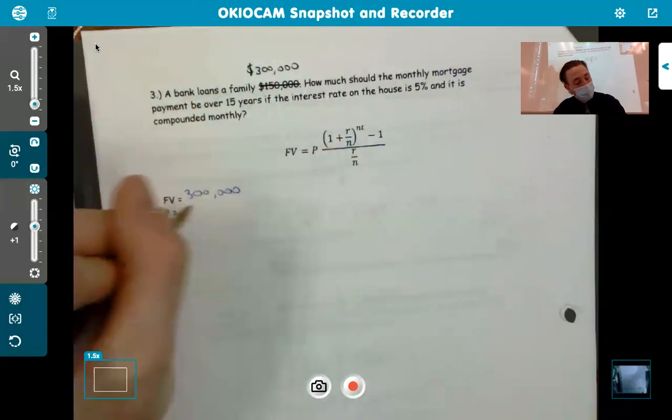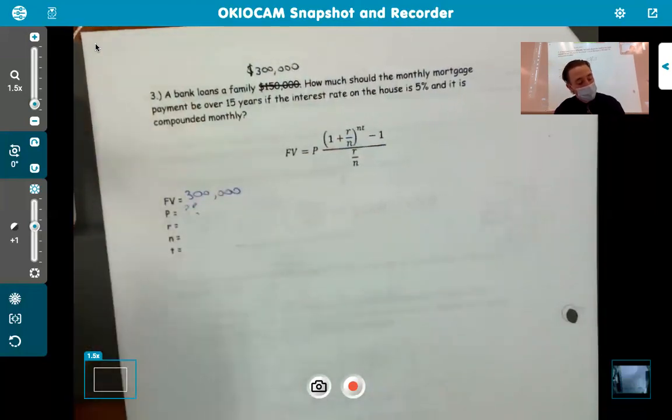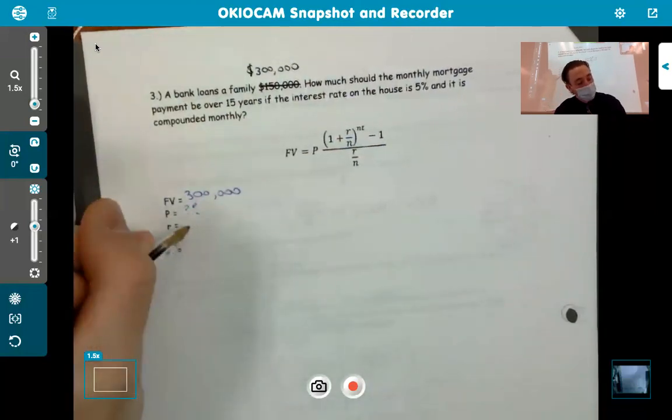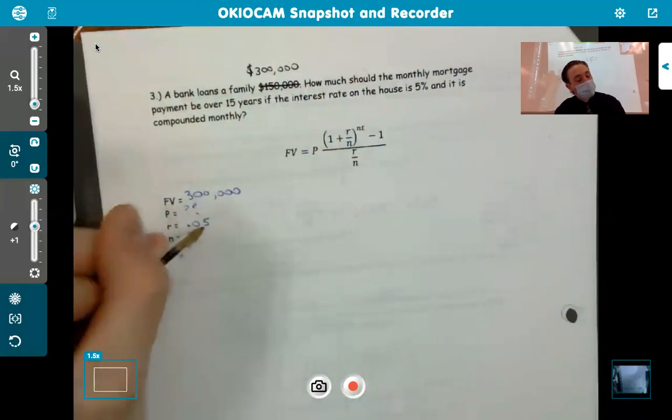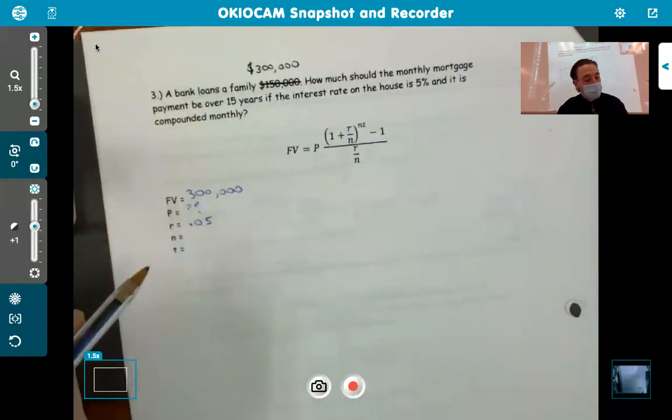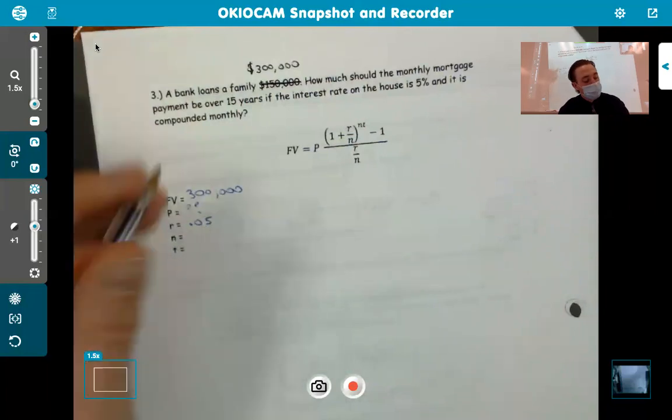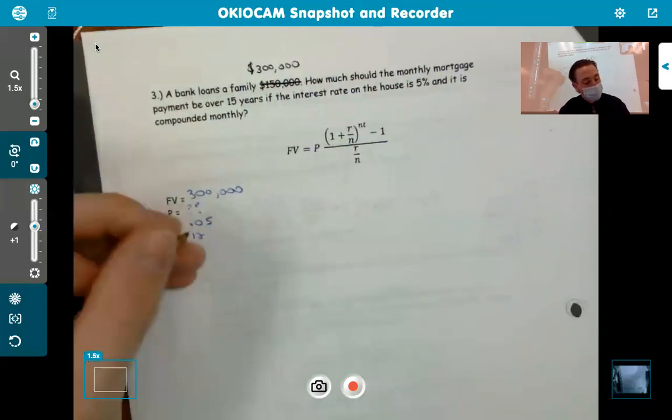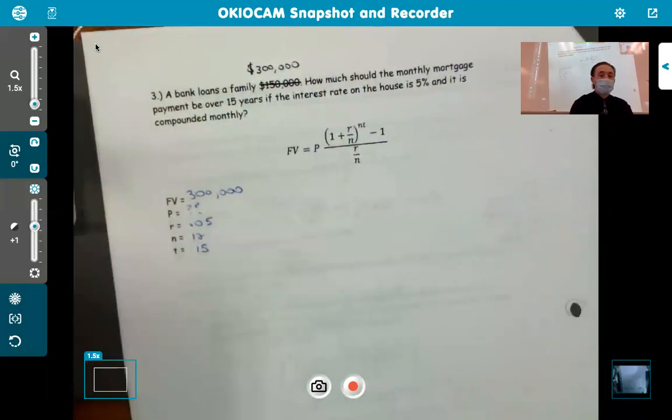300,000. Monthly payment, we don't know, right? What's my interest rate? 0.05. It's happening how many times a year? 12, over the course of 15 years.